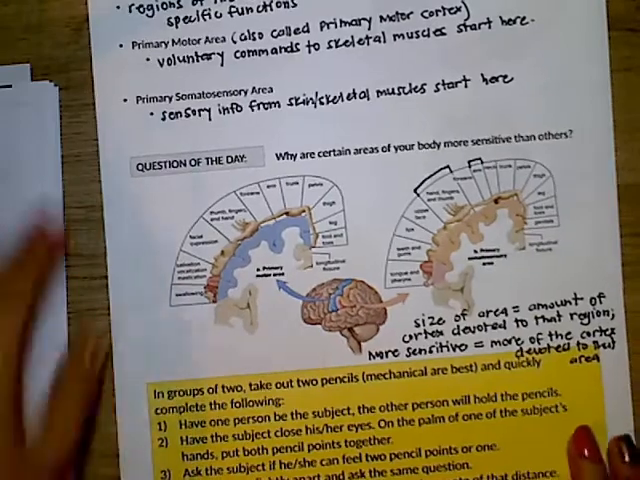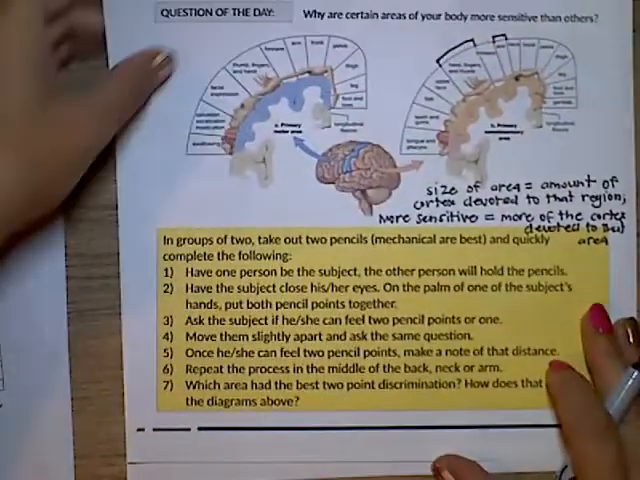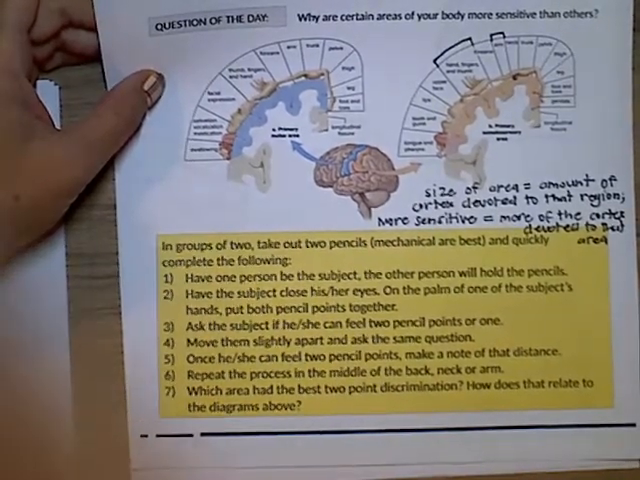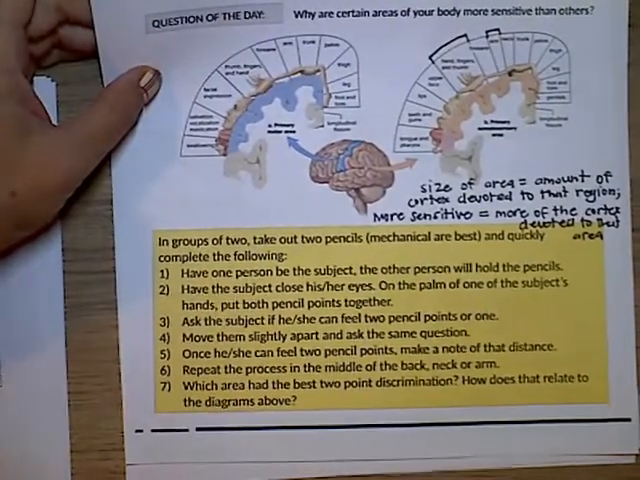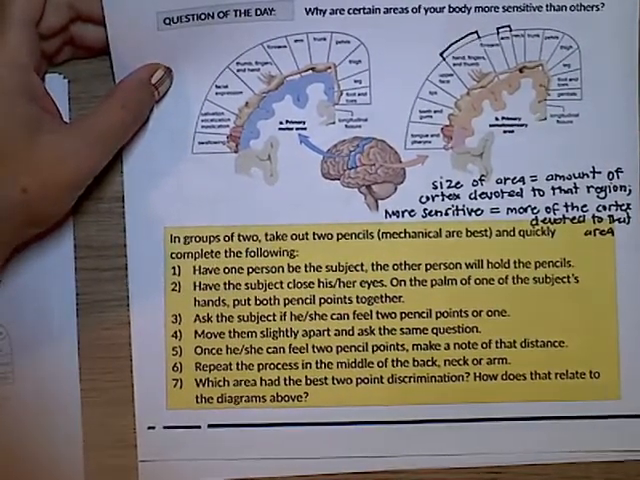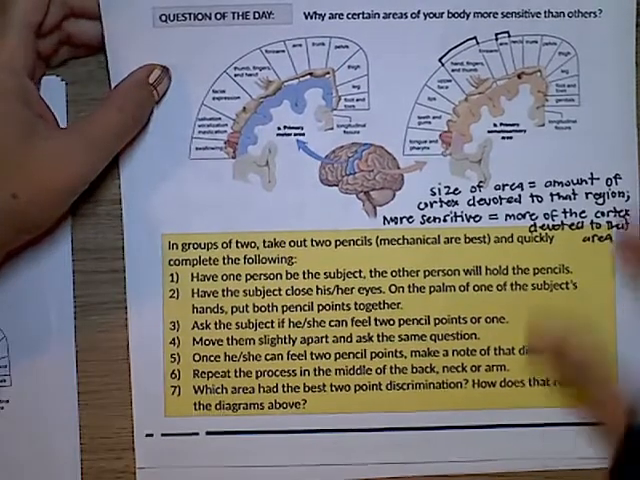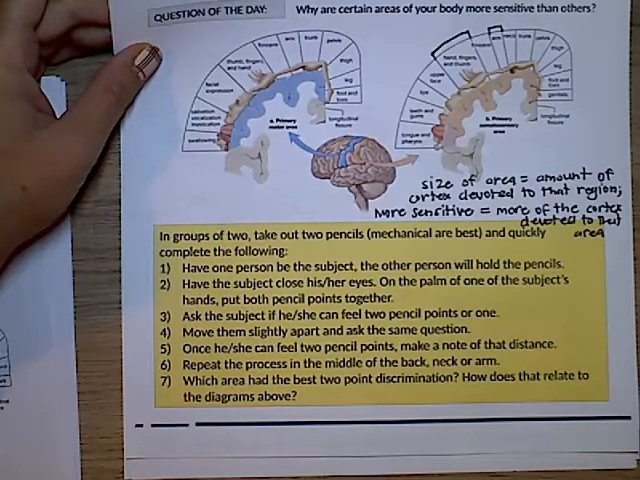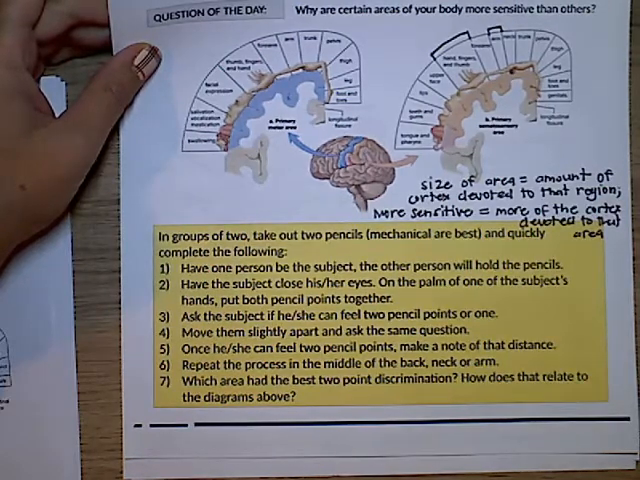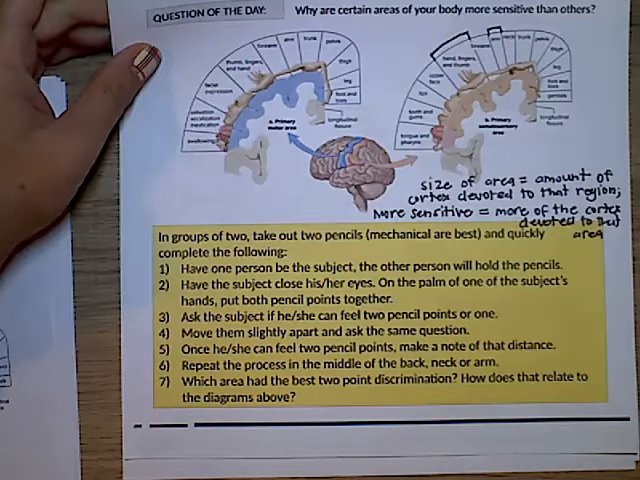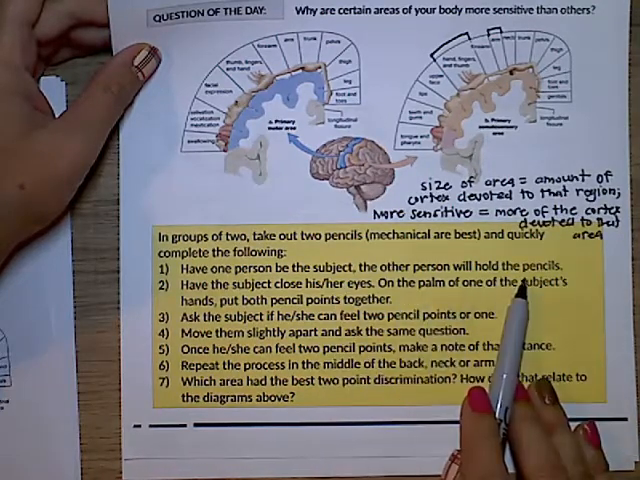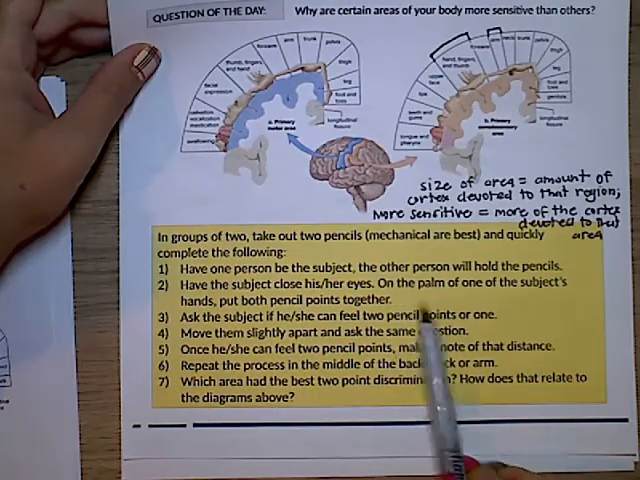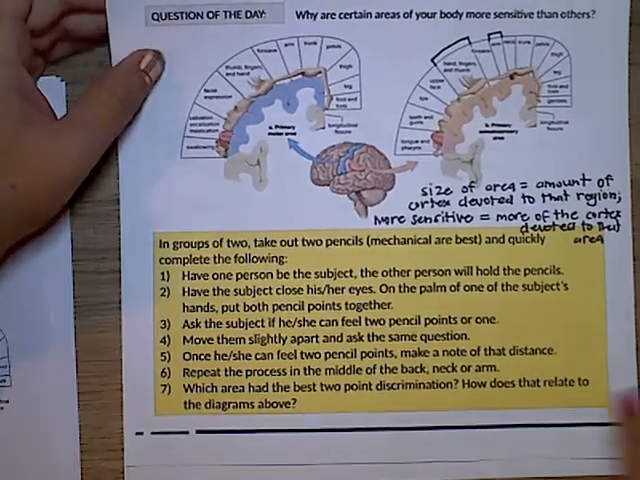And this you can do, I would recommend it. This we do in physiology labs. You get with a partner and get two pencils. Mechanical pencils work best. So you guys are probably watching this at home. Maybe have a family member help you out, or you can even try it on your own. It might be kind of difficult, but in groups of two, take out two pencils and have one person be the subject and the other will hold the pencils, and have the subject close their eyes, and on the palm of one of the subject's hands put both pencil points together.